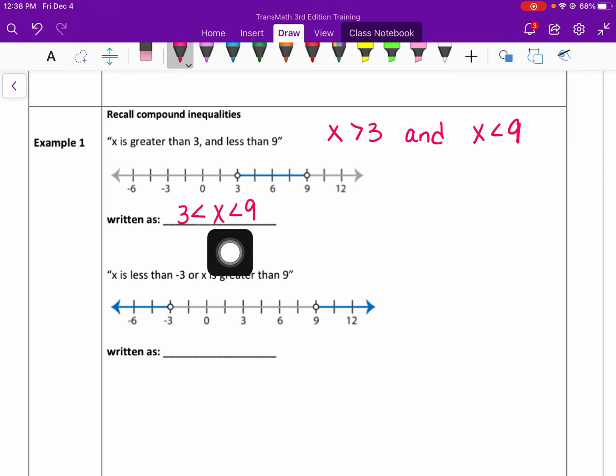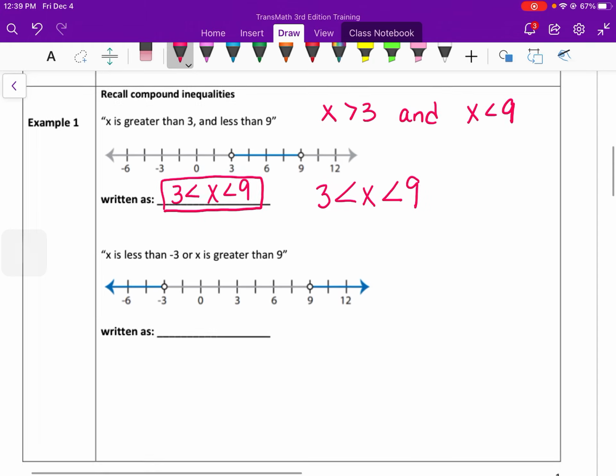Notice that the inequalities both face the same direction. They both point to the smaller number. The 3 is on the left. You put the smaller number on the left, the bigger number on the right. I don't have equal to on either of these inequalities because they both have open circles. So this is how you write the compound inequality for and when you write it together. The variable goes in the middle. The inequalities face the same direction. They're both pointing to the left. The smaller number goes on the left. The bigger number goes on the right.